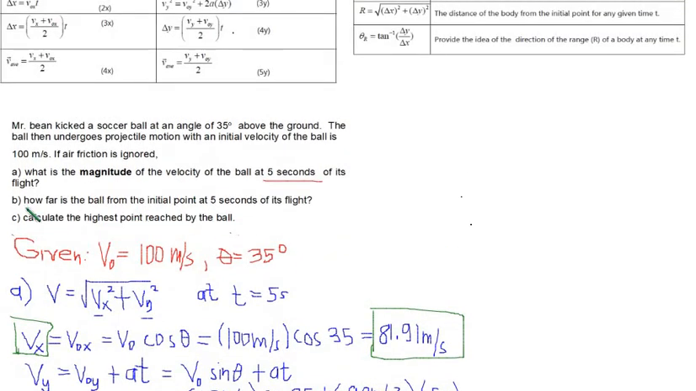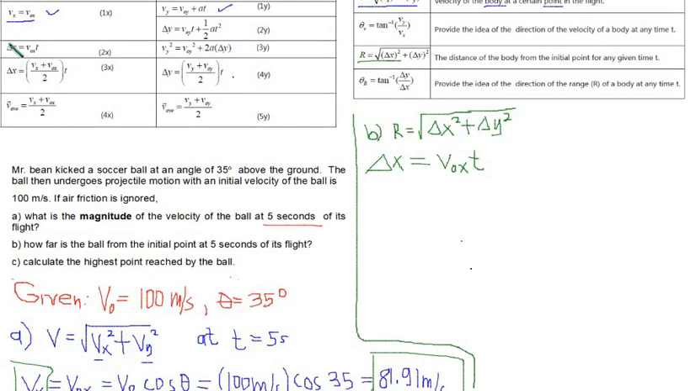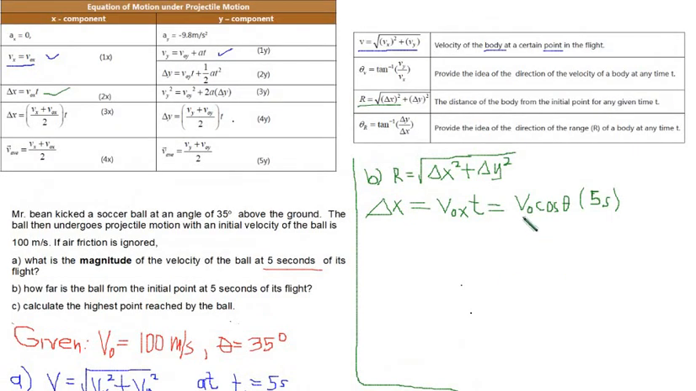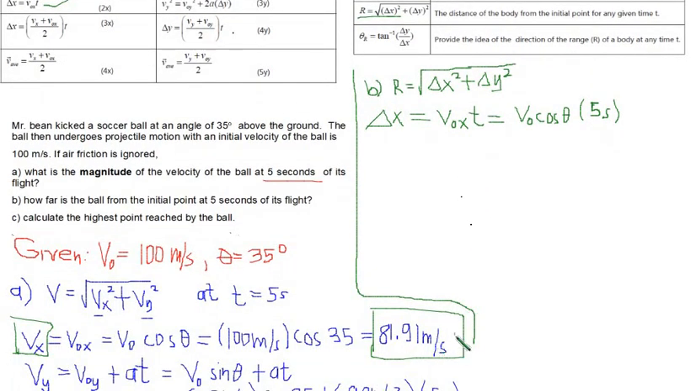Okay, for this second question, how far is the ball from the initial point at 5 seconds of the flight? So what we are looking for here is the range, how far it is from the initial point at a given time. To get the range, we get delta x and delta y. So remember, the computation of delta x is this equation: v0 cosine theta times 5 seconds.